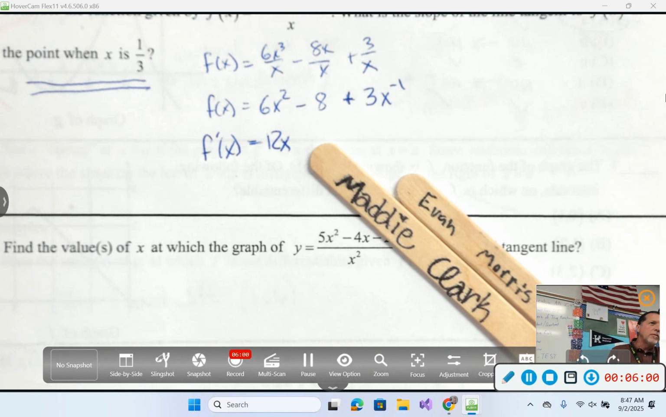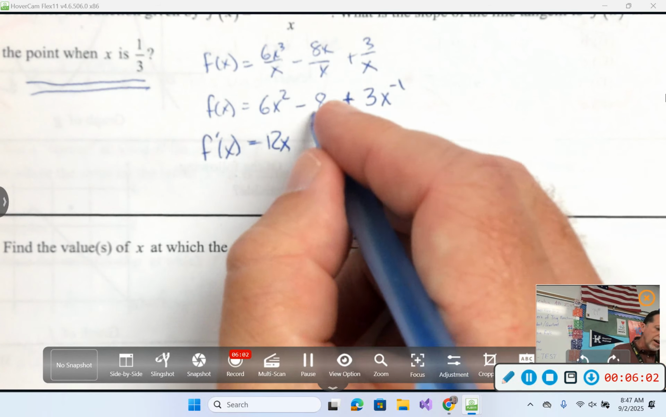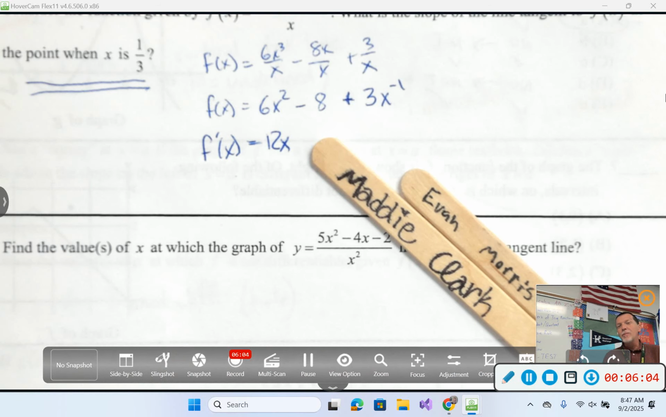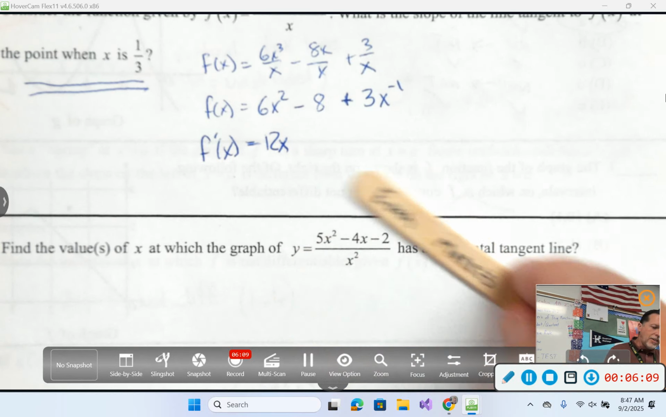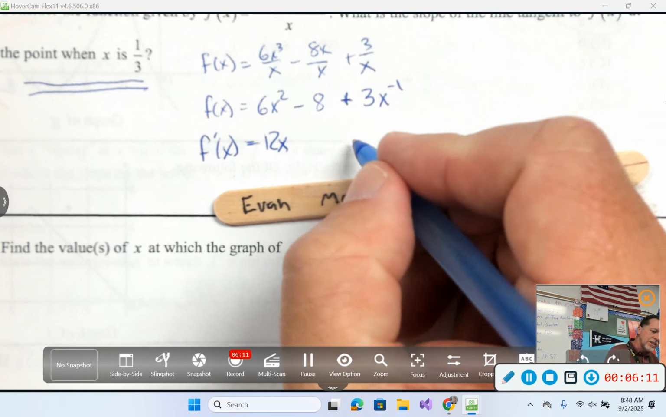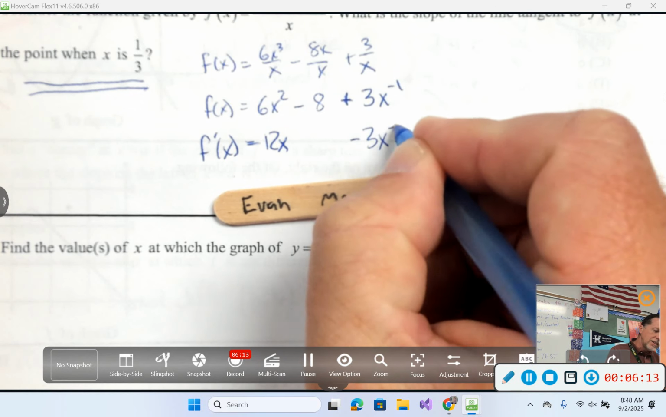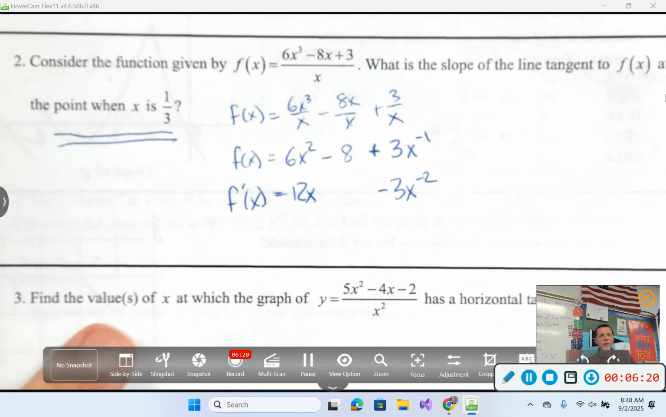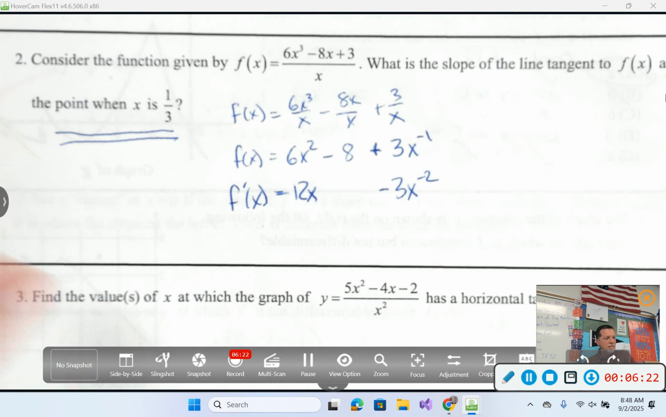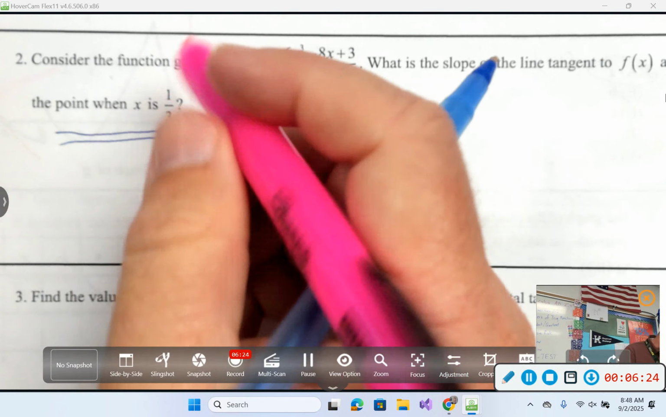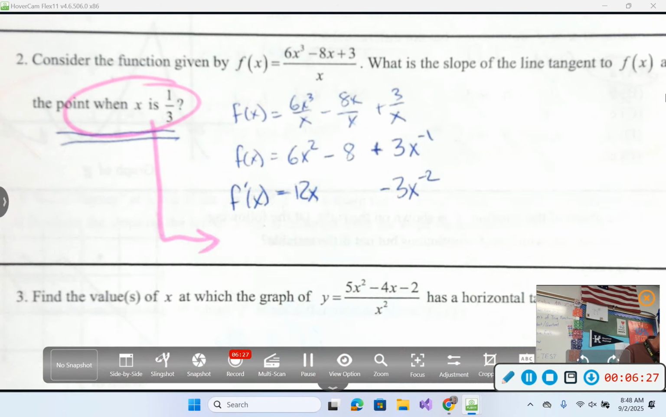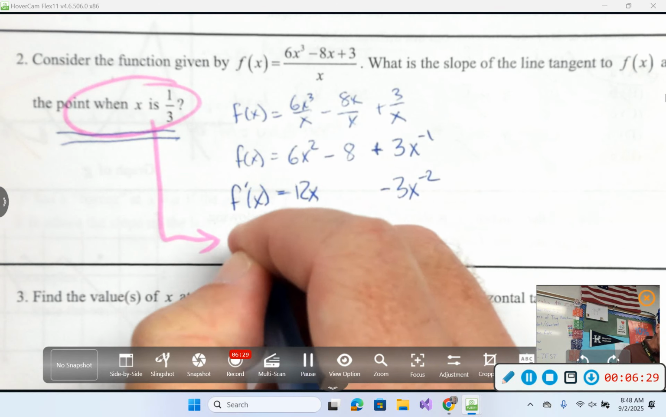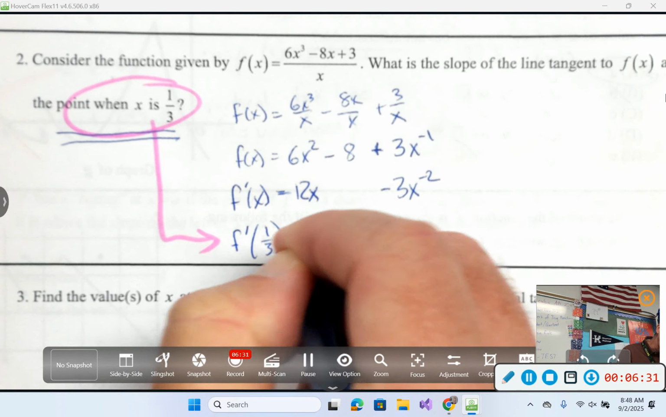So yeah, that was 12x. Maddie, the derivative of minus 8? 0. So again, you can write it if you want to emphasize that the derivative is 0, but you don't have to write it. And then Evan, the derivative of 3x to the negative 1? Is it negative 3x to the negative 2? Yes, it is. And then, why are we not done with this problem? Yeah, we've got to... And again, let's label what we're doing. So we want f prime at 1/3.